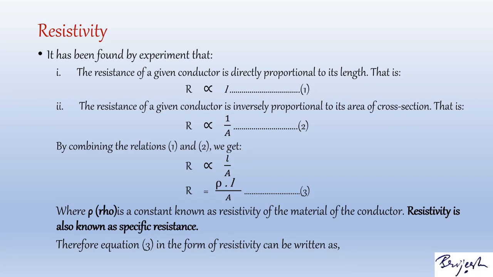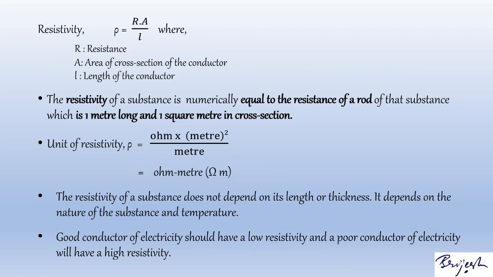Therefore, we can get the equation for resistivity, that is rho equal to RA upon L, where R is resistance of the conductor, A is area of cross-section of the conductor, and L is the length of the conductor. The resistivity of a substance is numerically equal to the resistance of a rod of that substance, which is 1 meter long and 1 square meter in cross-section. Since the length is 1 meter and the area of cross-section is 1 square meter, so it becomes a 1 meter cube. So we can also say that the resistivity of a substance is equal to the resistance between the opposite faces of 1 meter cube of the substance.